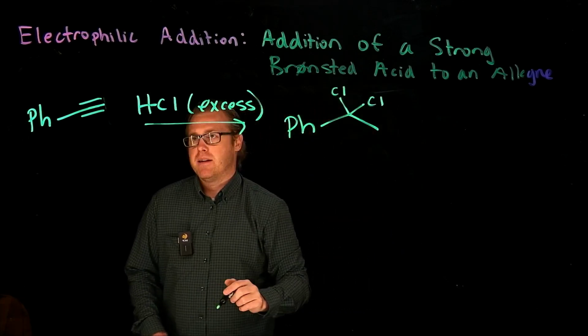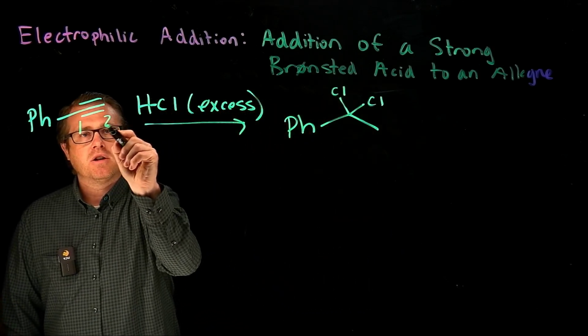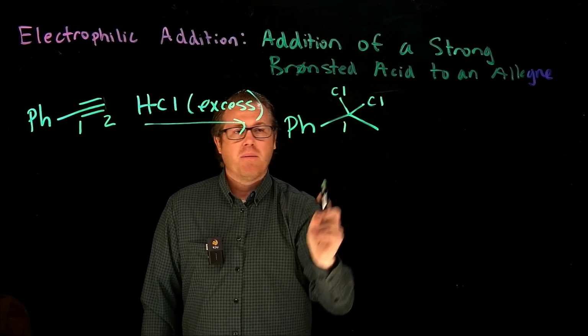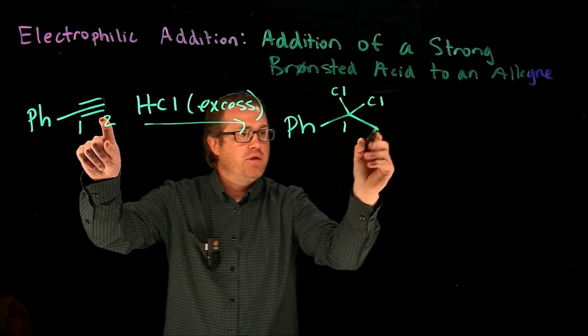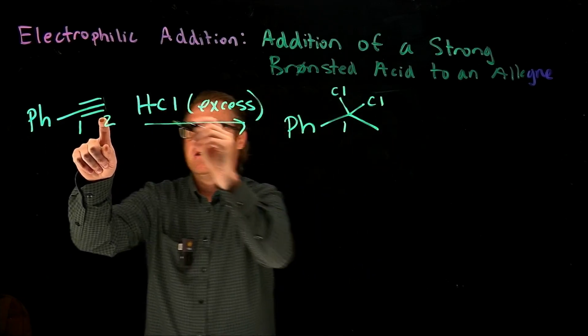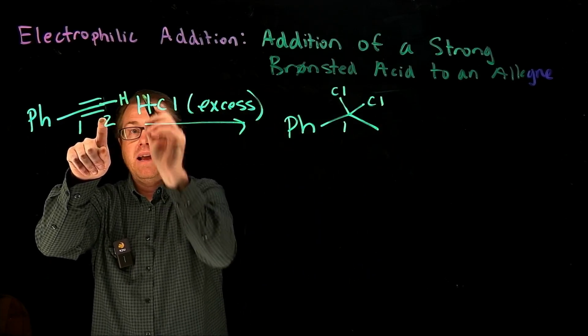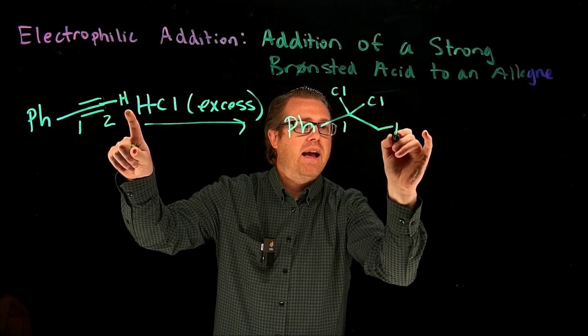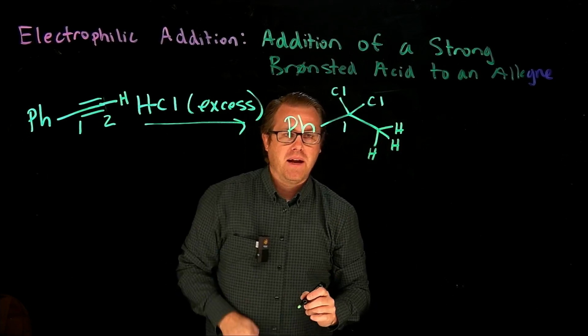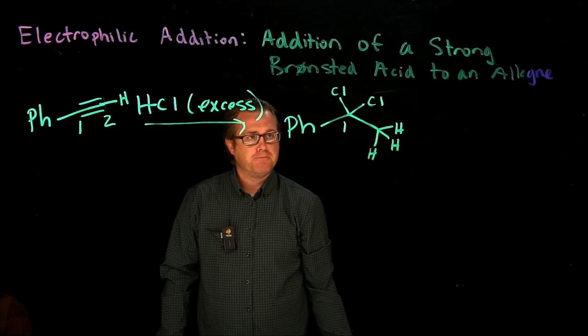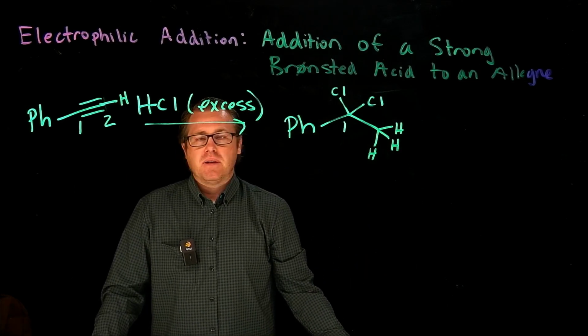And what has happened here, if we number the carbons, carbon 1, carbon 2, so on carbon 1 we see that we've attached 2 chlorines, and then to carbon 2, we already have a hydrogen there, but we have attached 2 more. So for a total of 3 hydrogens. Okay. So how does this happen?